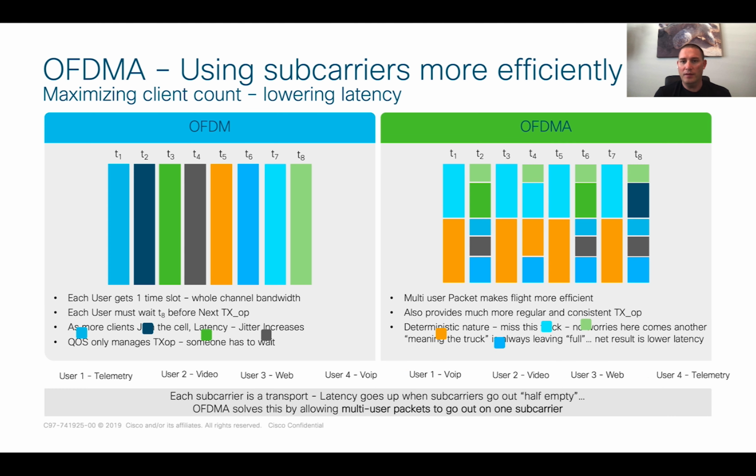So each of these subcarriers that we're showing here is a transport. Latency goes up when subcarriers go out half empty. OFDMA really solves this by allowing multiple users' packets to go out on one subcarrier. So very key differentiator there that we were showing.